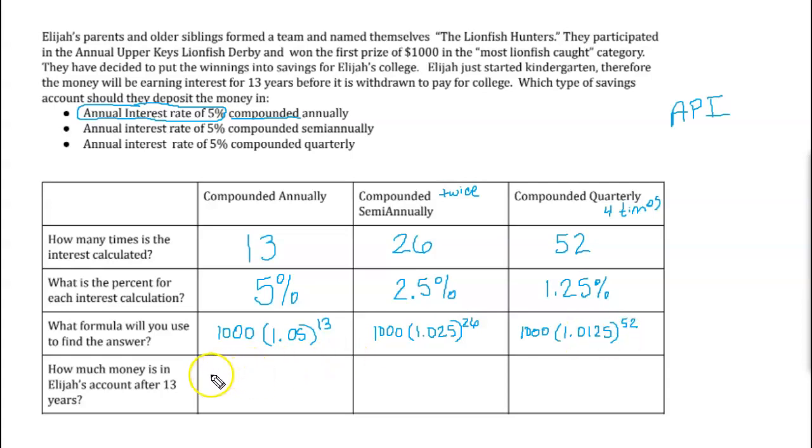So that would mean if it was compounded annually, after 13 years, he would have $1,885.65. And then if it's semi-annually, he'd make it up to $1,900. And then if it was quarterly, $1,907.84.